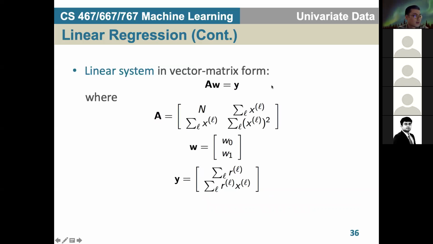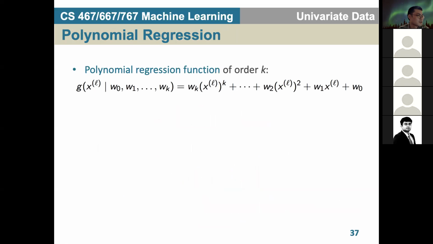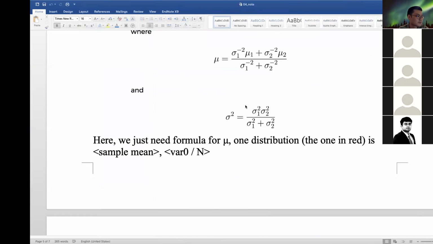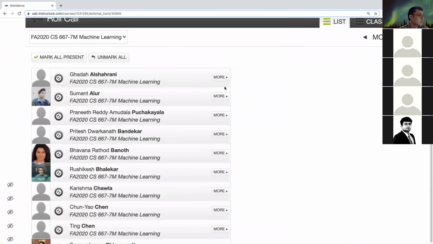Any questions? Keep in mind, this is just a linear regression, so we can actually generalize it to polynomial of order k. First we only have these last two terms, and we can go all the way to k terms. The derivation is similar. We will first take attendance, and then we will look at this.